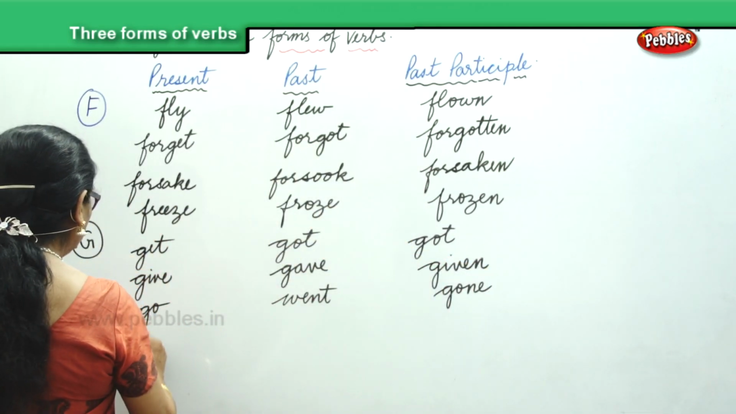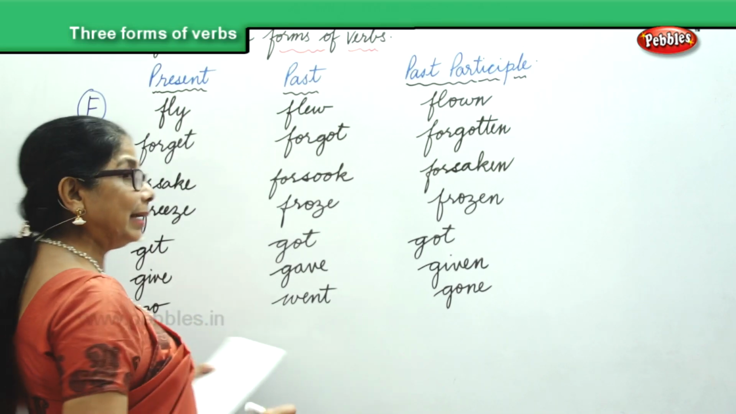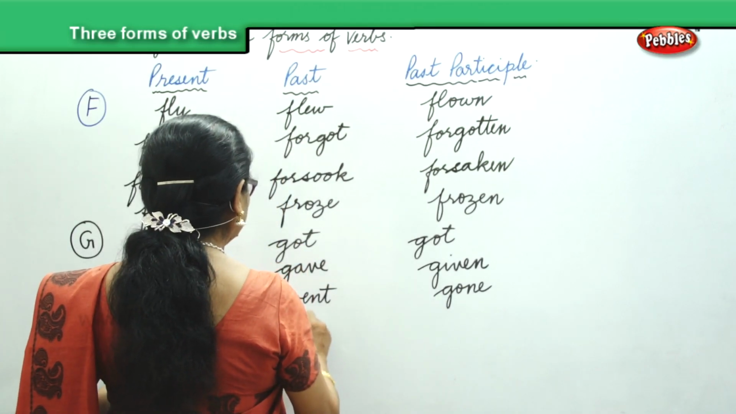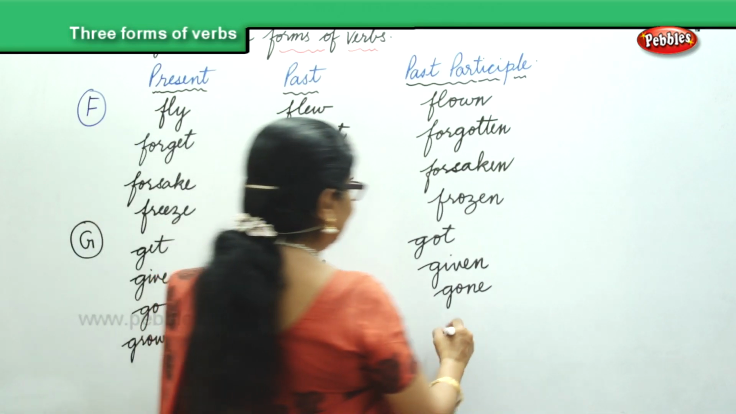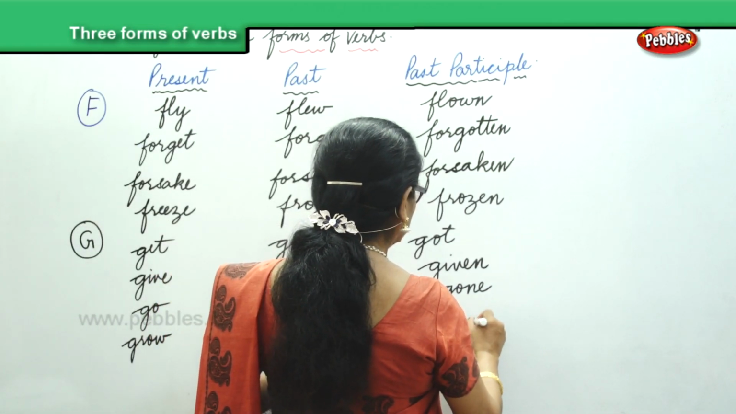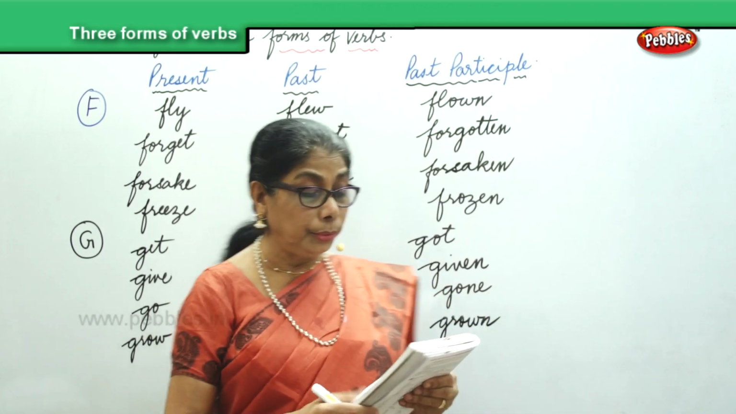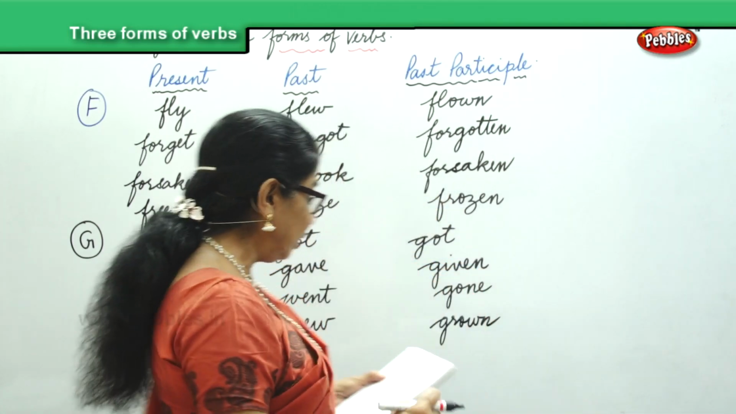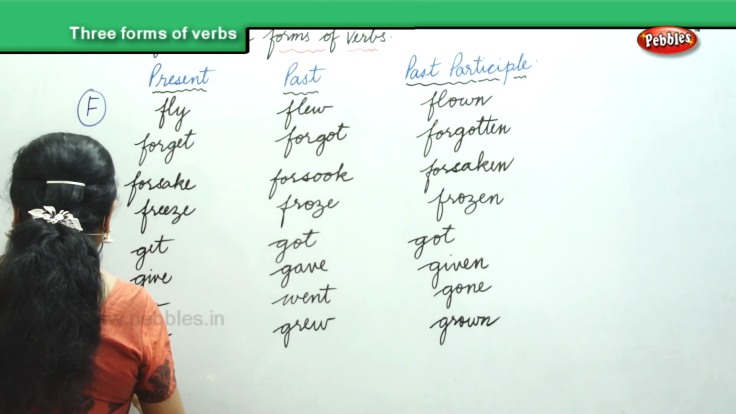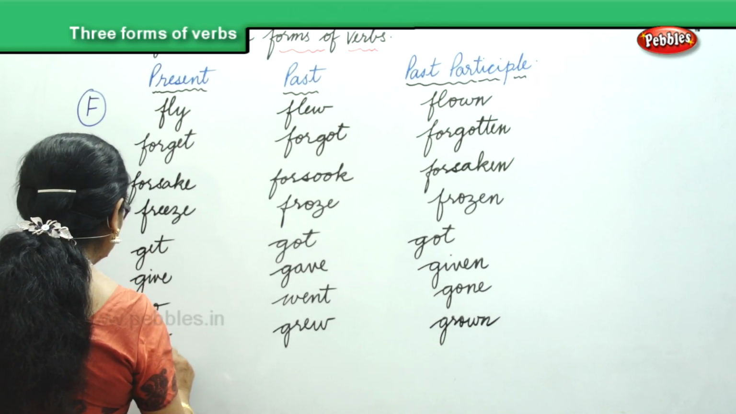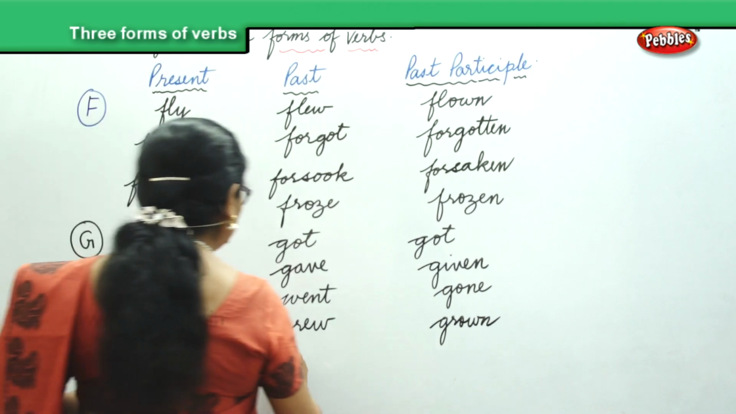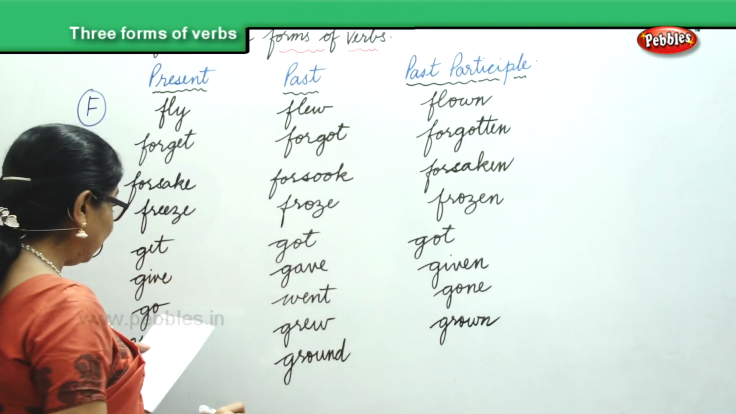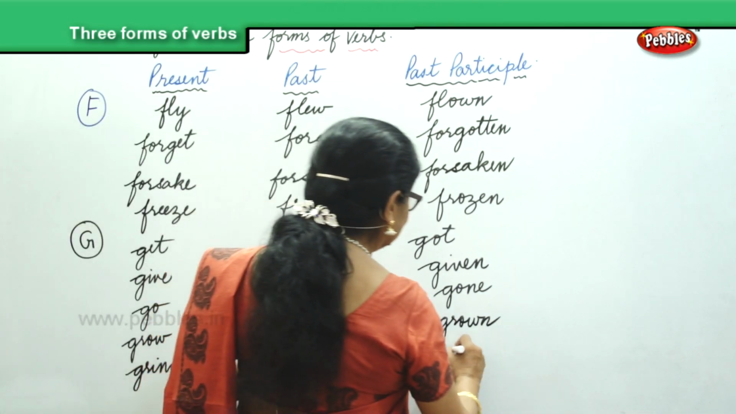Next, grow. You grow a tiny plant. You grew some saplings, grew, and you have grown many saplings, grown. Grow, grew, grown. Now, grind. Mommy grinds flour, mommy grinds grains, grind. You grind something. You ground, made into powder. Grind, ground. And in the past participle also, it is ground.